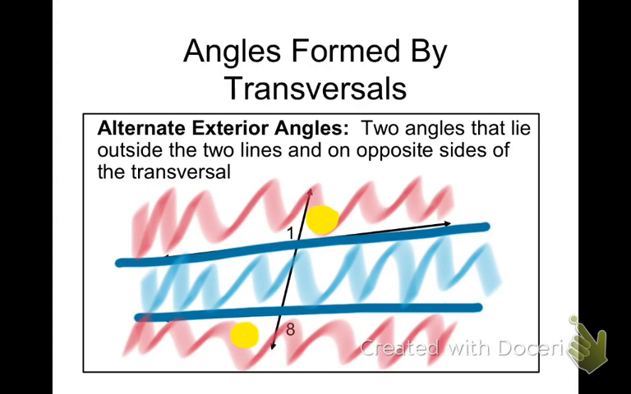So alternate exterior. Again, you only have 2 options for alternate exterior. So if you're asked to name all pairs of alternate exterior angles, you only will come up with 2. If you're asked to name all pairs of alternate interior, you're only going to come up with 2. Corresponding, you can name 4.